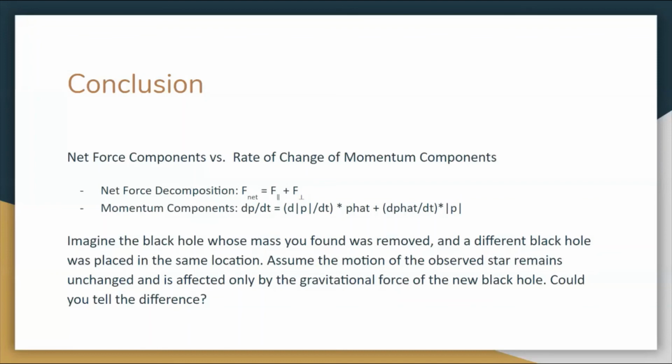Next, if the motion of the star was unchanged and a new black hole was placed in the old black hole's position, and still the only force is gravity of the black hole acting on the star, could you tell the difference between the two black holes? Since we use the trajectory and the universal law of gravitation to determine the black hole's mass, we would not be able to determine a difference between the new and old black hole's mass, because the information we use to determine the old black hole's mass is the same, and therefore the new black hole's mass will be the same as the old black hole's mass.